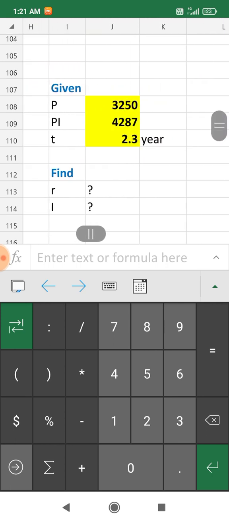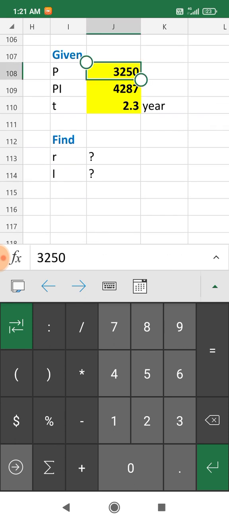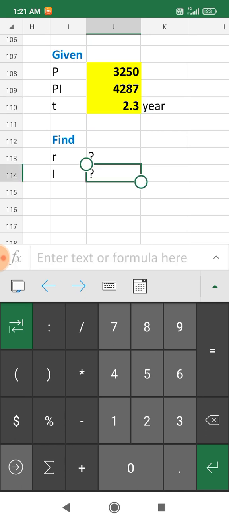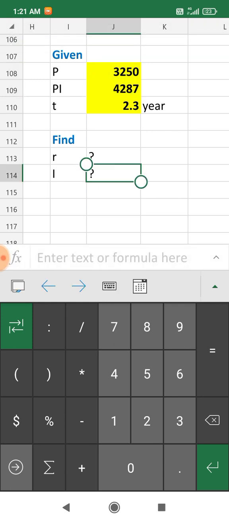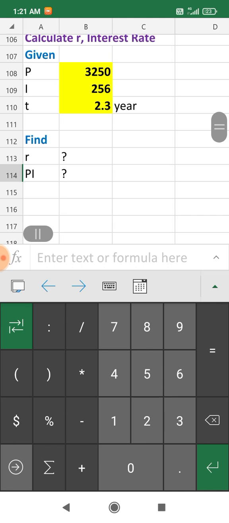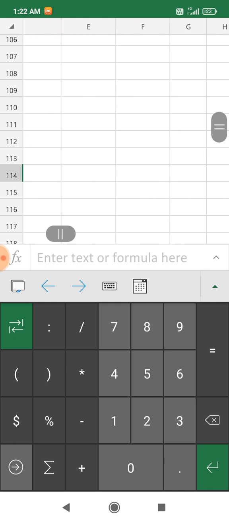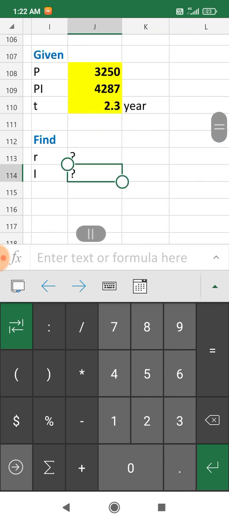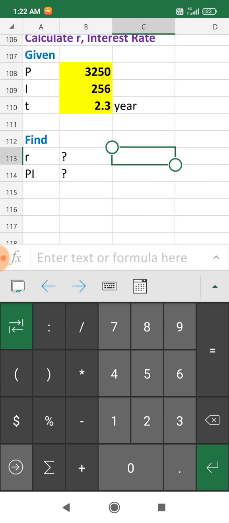Maybe it is given in this fashion. P is given, PI is given, and T is given. So in that case, first we have to calculate I. We can calculate I from here very easily, and thereafter this question turns to this question. P is known, T is known. Only I is unknown. Here I will calculate it from these two. Okay. So this question and this question has no difference.